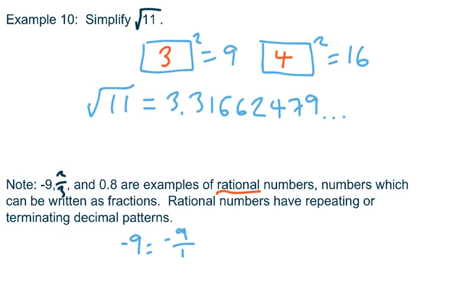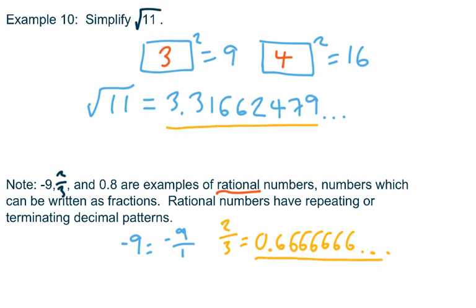If you punch in 2/3 on your calculator, you're going to get 0.66666666. Actually, the 6's repeat over and over and over ad infinitum. That's sort of like what happened with the principal square root of 11, but that pattern never repeats. This pattern does. Rational numbers, or numbers which can be written as fractions, always have decimal patterns that terminate or repeat.